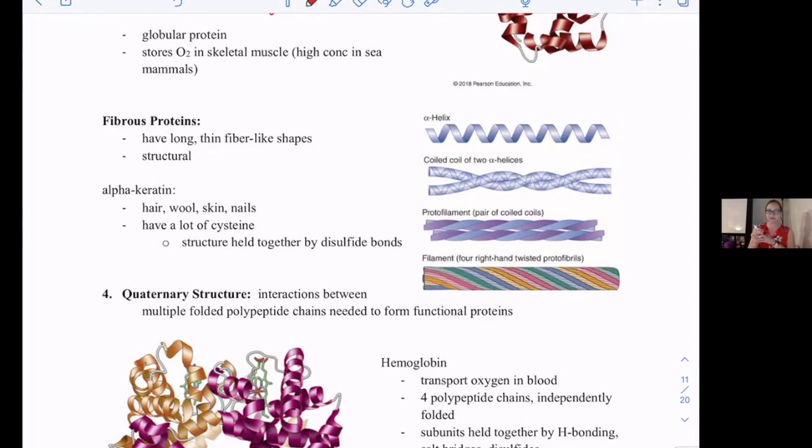This is very different from beta keratin. So beta keratin typically has a lot of beta pleated sheets. So that's in things more like feathers and scales.